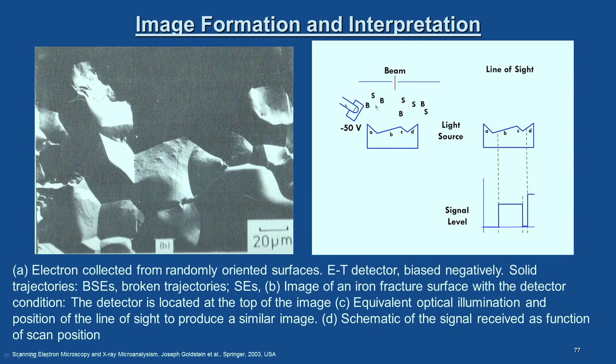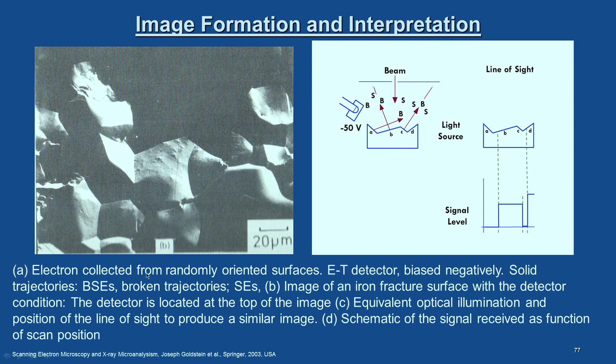So, now with this description, if you go through this figure caption, certain things will be very clear. You have the electrons collected from a randomly oriented surface, ET detector biased negatively, solid trajectories BSEs, broken trajectories SEs, image of an iron fracture surface with the detector condition. The detector is located at the top of the image, and C is the equivalent optical illumination and the position of the line of sight to produce a similar image, and D is a schematic of the signal received as a function of scan position.